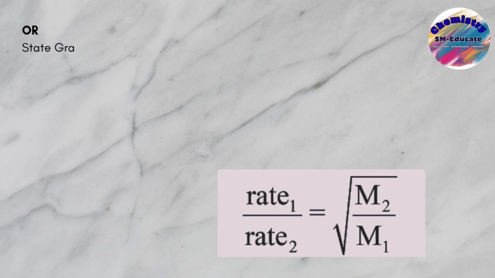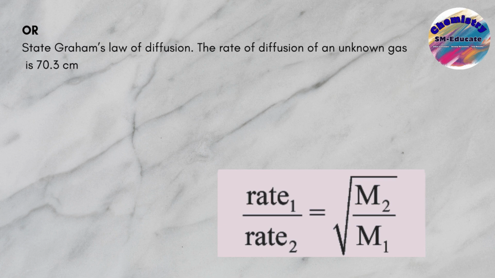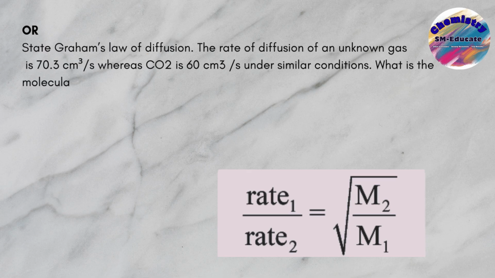State Graham's law of diffusion. The rate of diffusion of an unknown gas is 70.3 cubic centimeters per second, whereas CO2 is 60 cubic centimeters per second under similar conditions. What is the molecular mass and identity of the unknown gas?